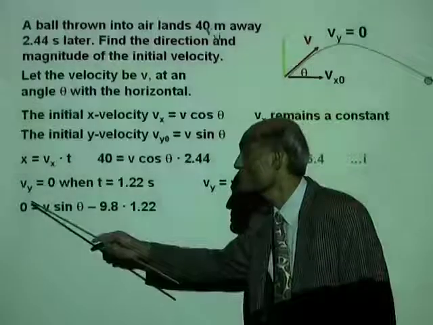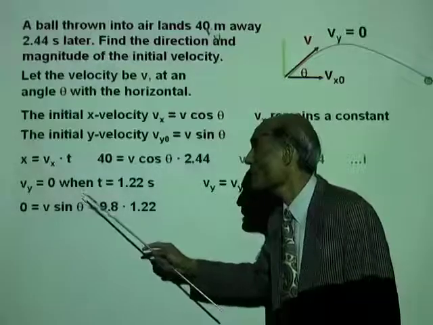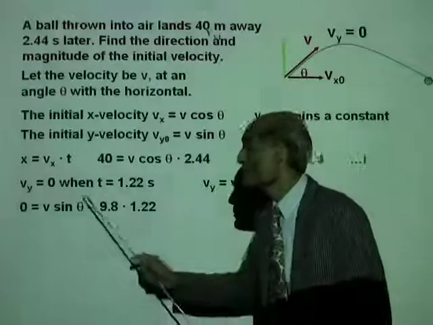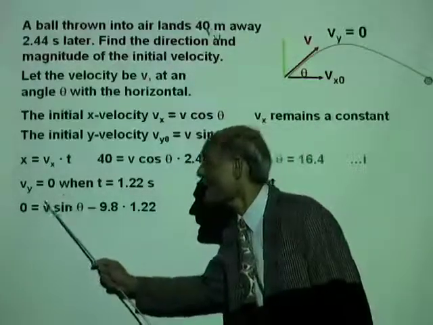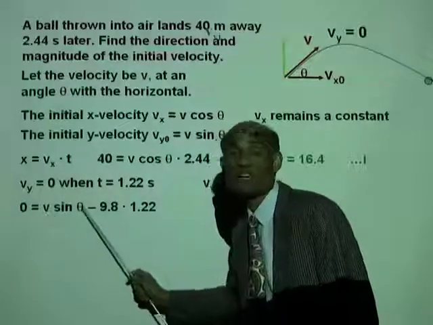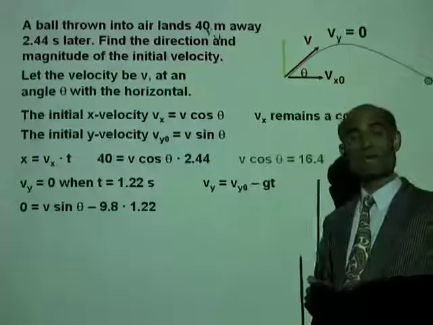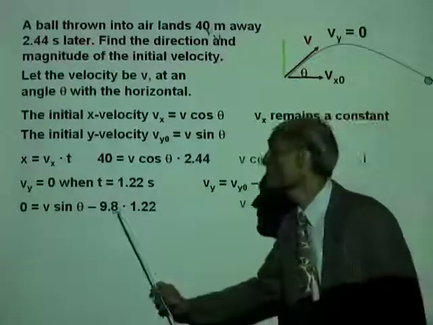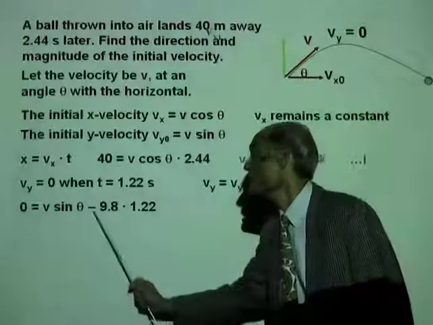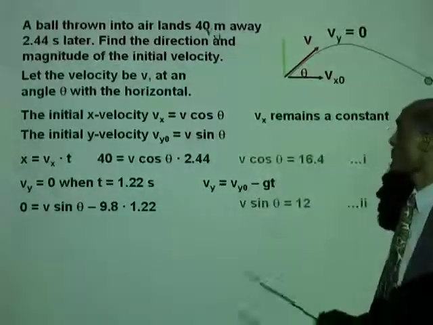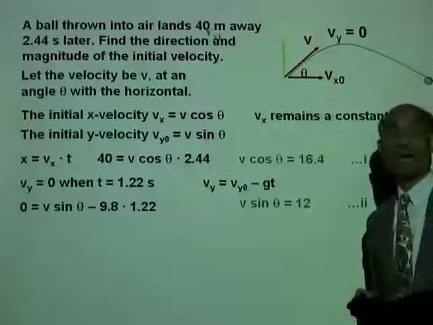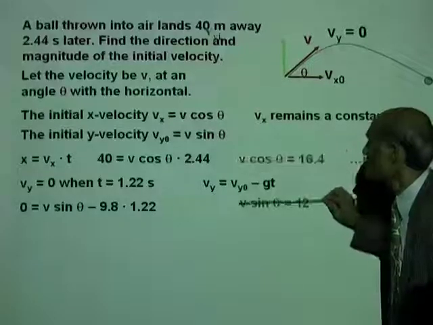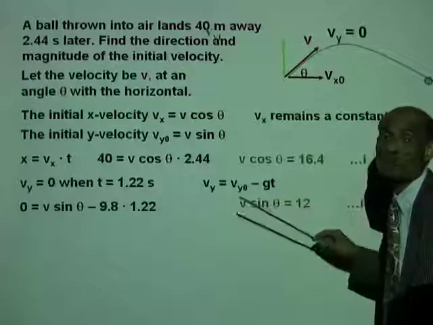So look at the equation we produced. 0 equals V sine theta minus 9.8 times 1.22. We can now obtain a value for V sine theta. Can you solve for V sine theta from there? Well, I have solved. V sine theta equals, taking this to the other side, 9.8 times 1.22, that is 12.